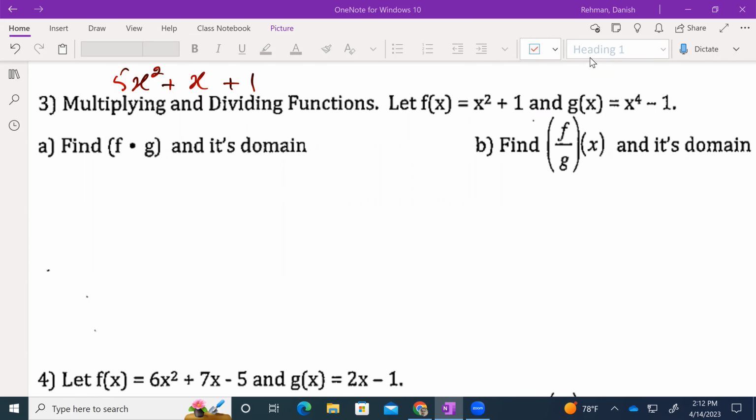So question number 3, with the same functions provided here differently. I will highlight the function f of x as x square plus 1. And then I will highlight the other function as g of x, which is in the blue color, x raised to power 4 minus 1. Now we're going to practice how to multiply.